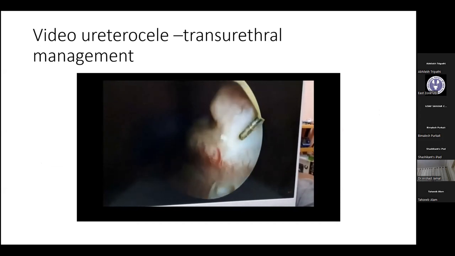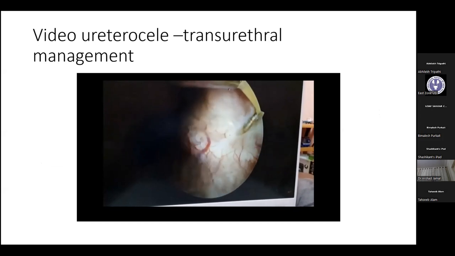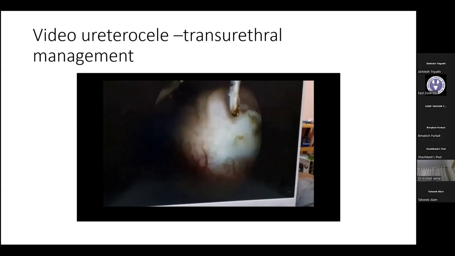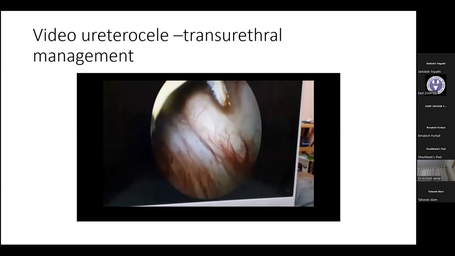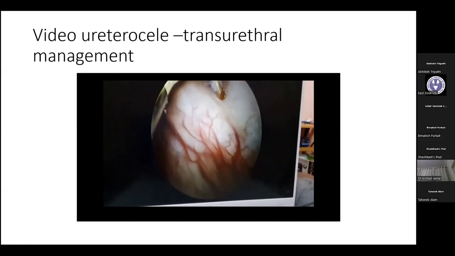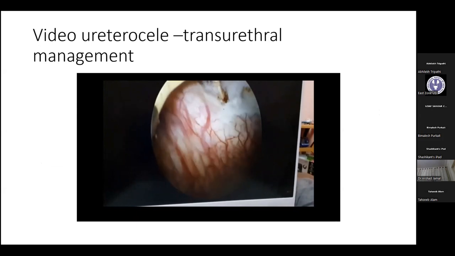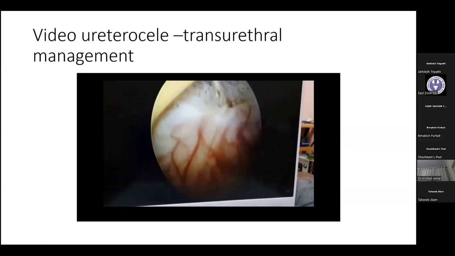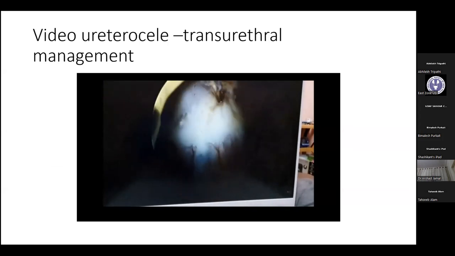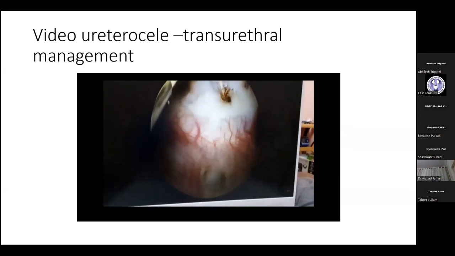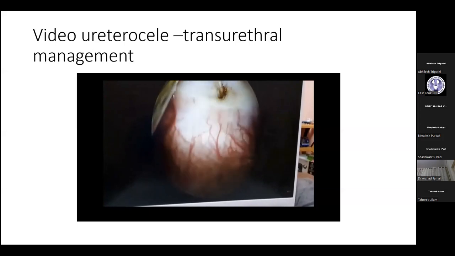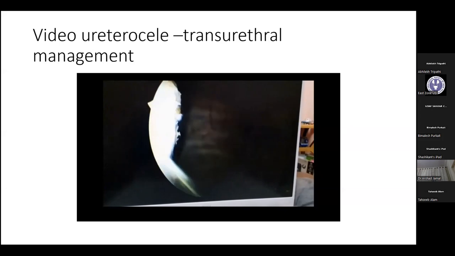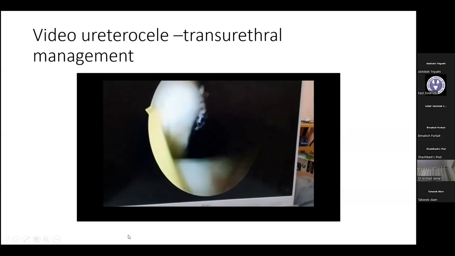There are two types of ureterocele with surgical implications. One is the completely intravesical ureterocele. Another has both intravesical and extravesical components, that is, a periurethral component. In case of an intravesical ureterocele, multiple punctures or a single smiley incision will be sufficient. But for the extravesical component, sometimes you need an extra incision or puncture to the urethral component. That I will show later on.